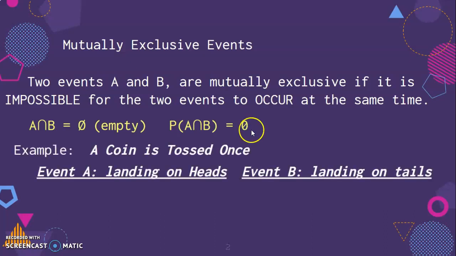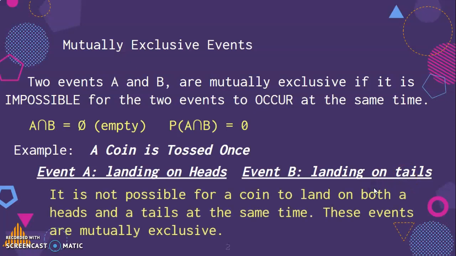Just another thing to think about. The example that quickly comes to mind is if I toss a coin, the mutually exclusive events are whether it lands on heads or it lands on tails. There's no way to land on both. So it is not possible for a coin to land on both, and so these events are mutually exclusive.